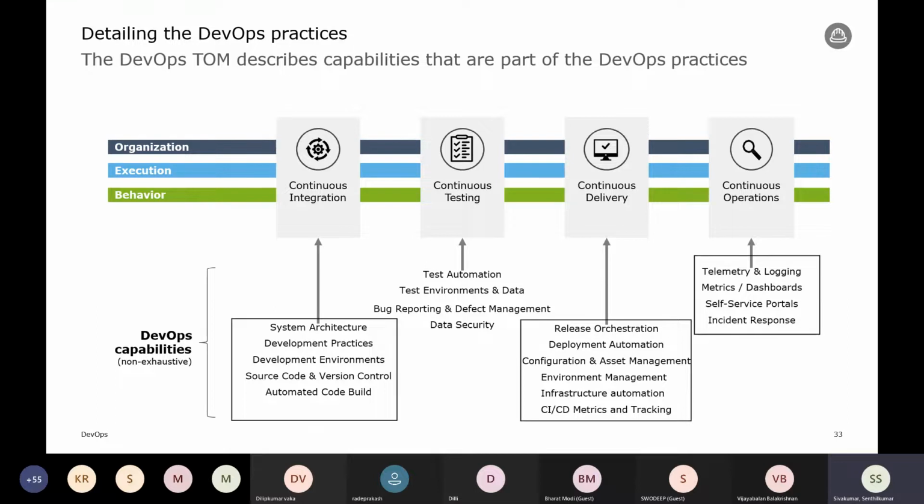So if this framework is expanded across the organization in all the scopes, then it will be feasible to do, based on the alignment of best practices and DevOps principles. So you can describe the target operating model in a capability way. These are the 3 hierarchy levels interfaced with organization, execution and behavior. It indirectly influences continuous integration, continuous testing, continuous delivery and continuous operations.